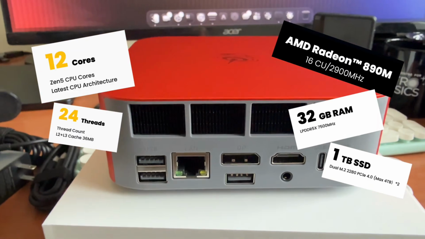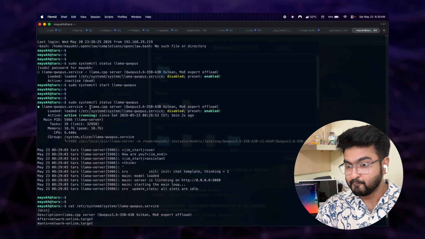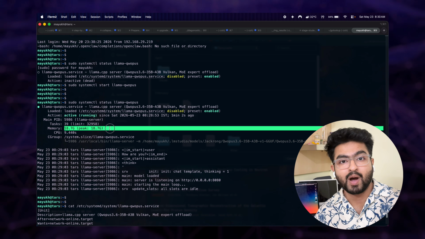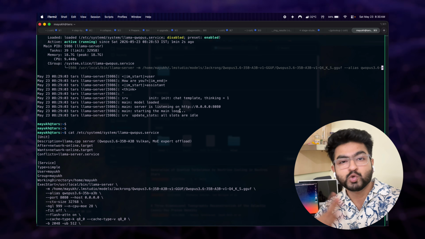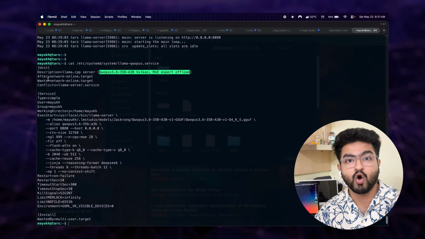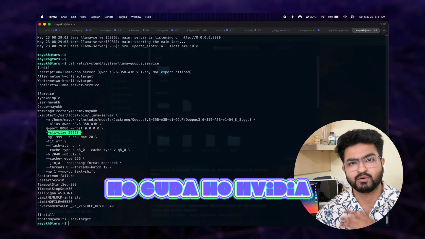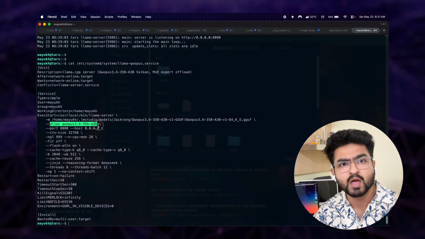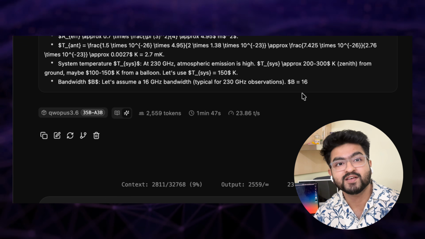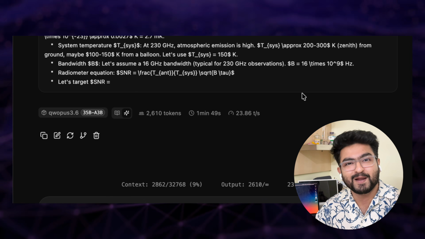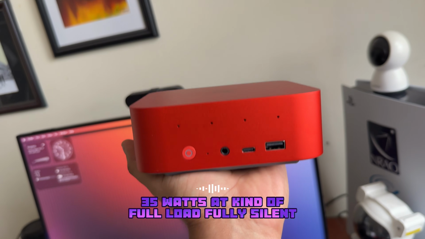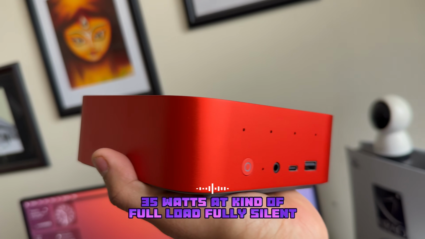I'm running Qwopus with llama.cpp, bare metal with Vulkan acceleration on the integrated GPU. So I basically have an effective 12 gigabyte GPU size. There's no CUDA, no NVIDIA, no $4,000 workstation-grade stuff going on here. 23 tokens per second on a mini PC running an Opus-distilled 35 billion parameter model. That's kind of insane. 35 watts at full load, fully silent, palm of my hand.